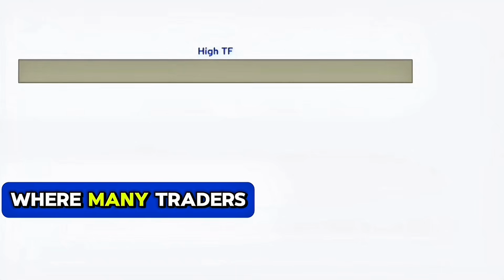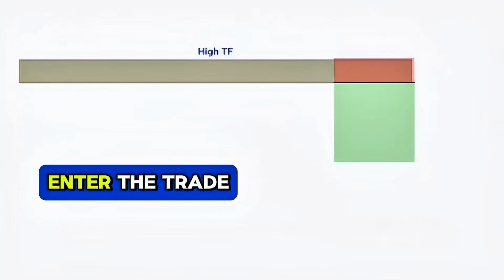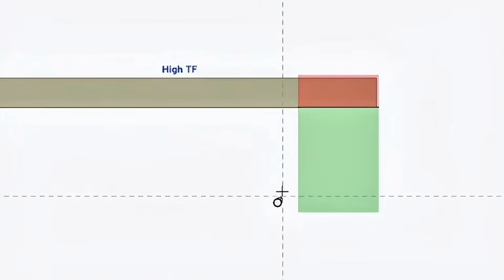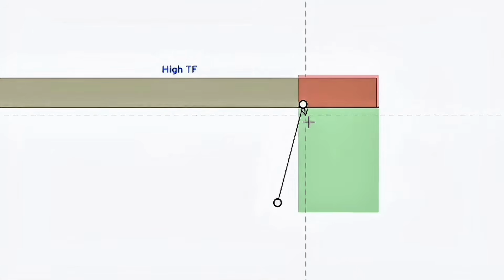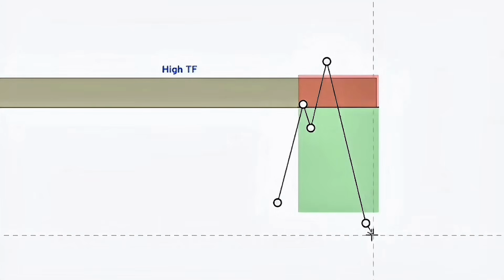Now here's where many traders make a costly mistake. They identify a higher time frame POI and enter the trade immediately. Sometimes that works, but many times the market pushes a little deeper, takes out their stop loss, and only then moves in the direction they expected. Instead of entering immediately, wait for confirmation.